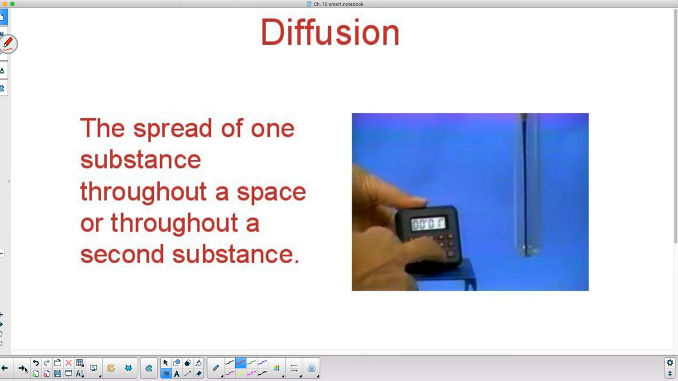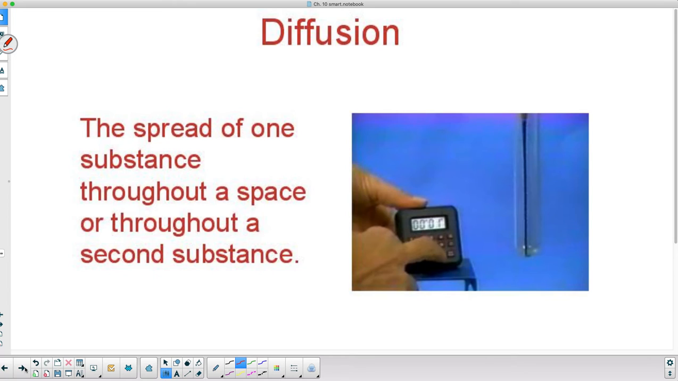So let's keep going. Diffusion is the spread of one substance through a space or through a second substance. Like when I open a bottle of perfume in the back of the room, diffusion would be how long that perfume takes to diffuse through the air molecules already in the room.